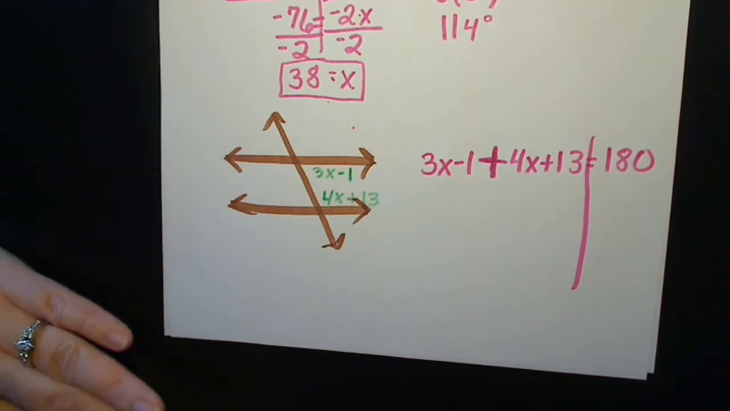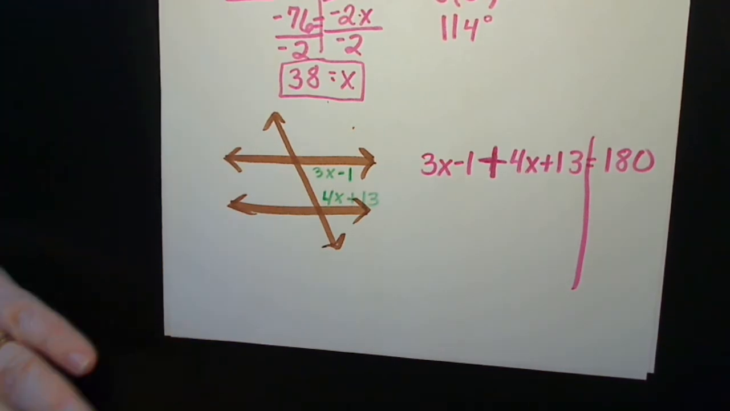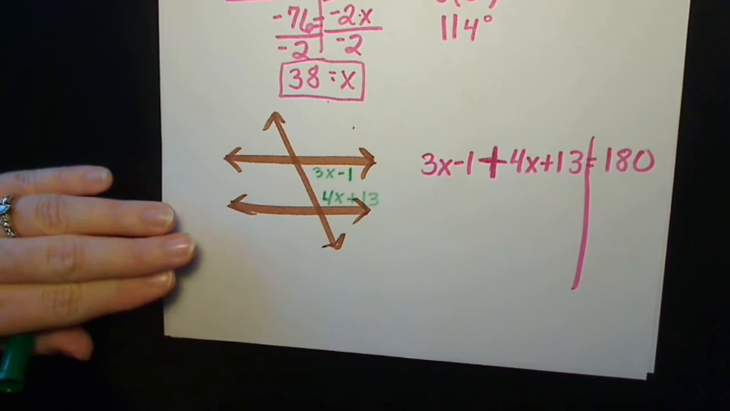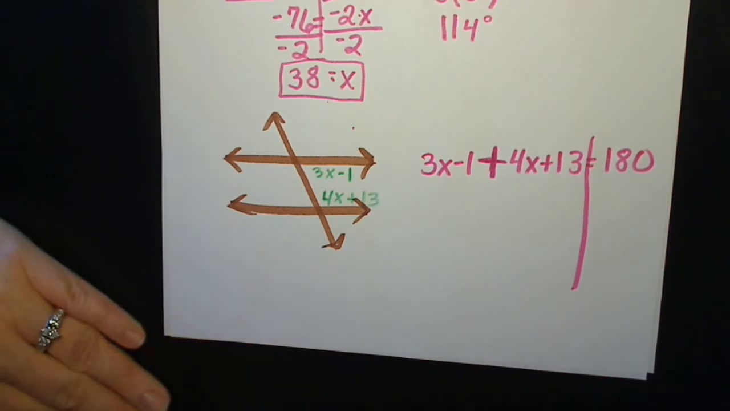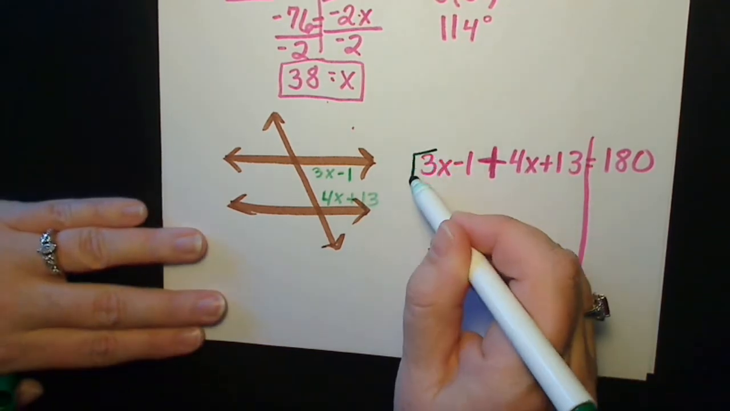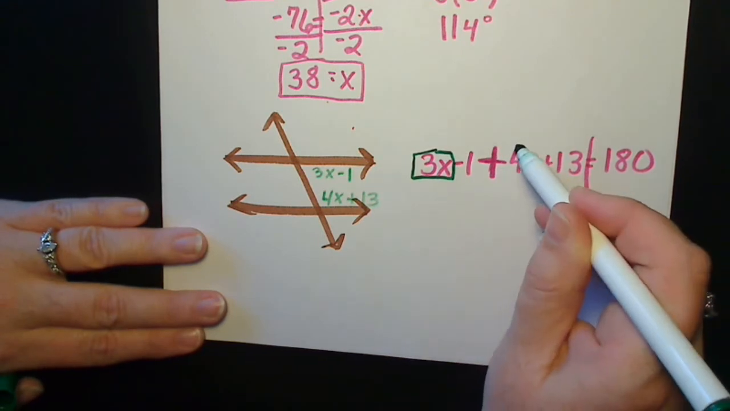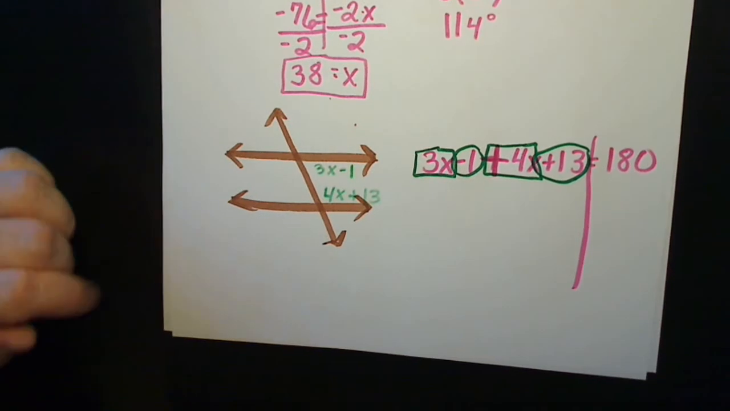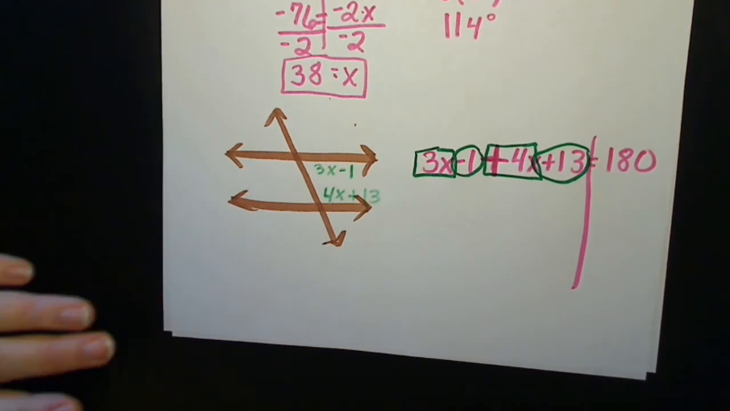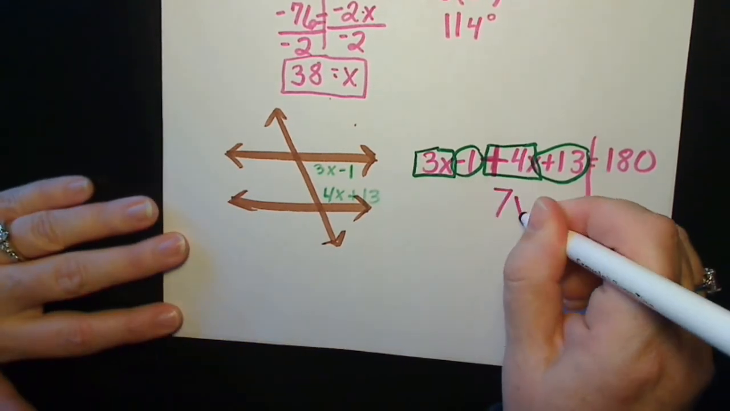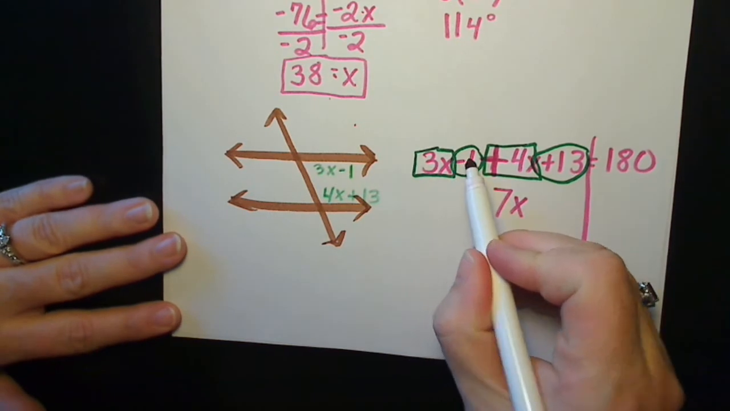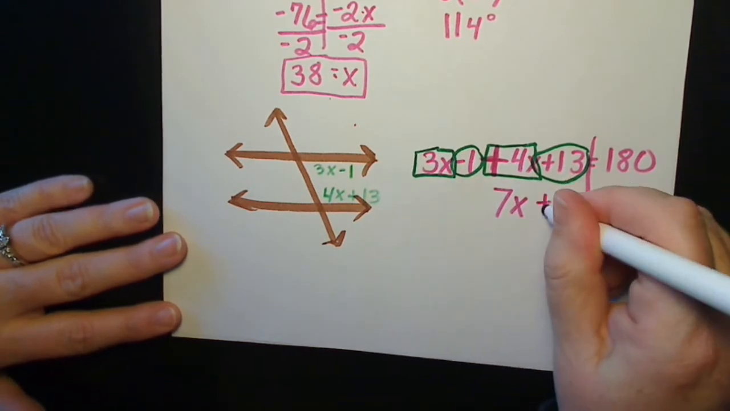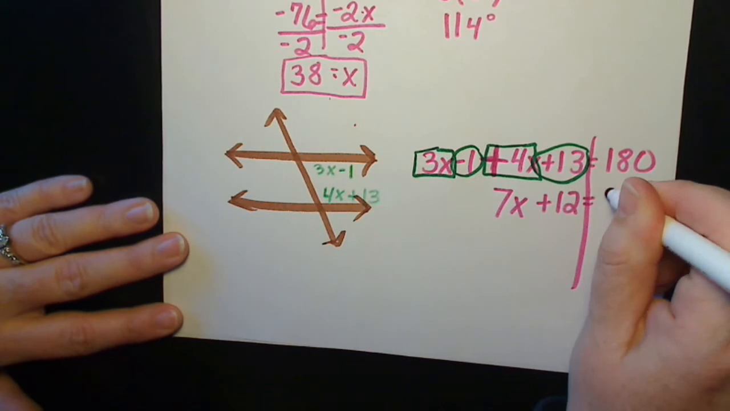So now I'm going to follow the steps for solving a multi-step equation. Okay, I don't have a parentheses to do distributive property. I can combine like terms over on this side. I can combine my 3x and my 4x to get 7x. And my negative 1 plus 13 is a positive 12.